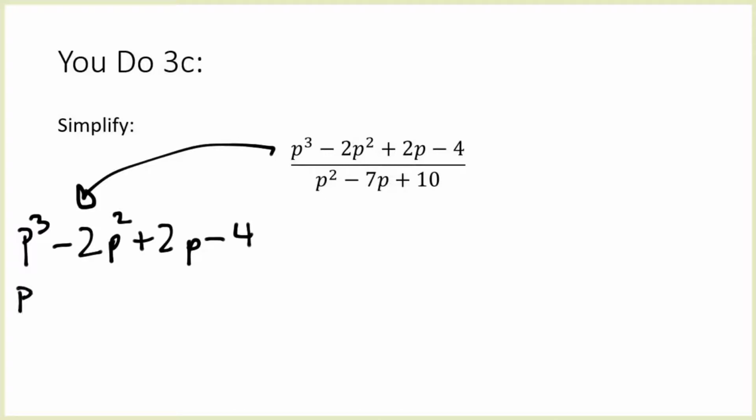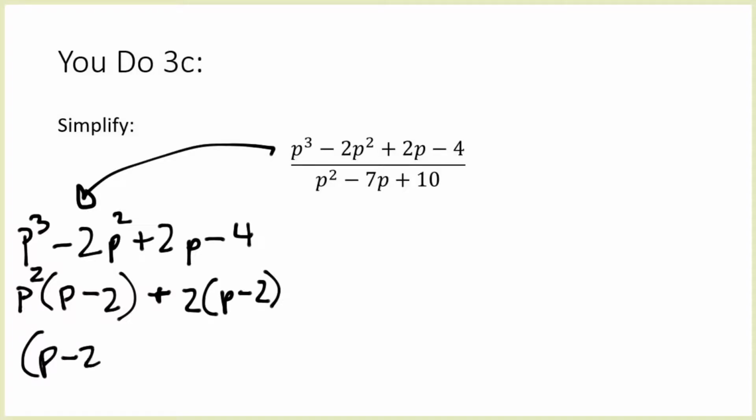I'm going to take a p out of the ones on the left, and I'll be left with p squared. Well, I guess I could take a p squared out. I'll be left with p minus 2. Here on the ones on the right, I'm going to take out a 2, and I'll be left with p minus 2. And then remember, we can do the ones we have together, p minus 2, times our leftovers, p squared plus 2. Okay, that's how we factored the top.